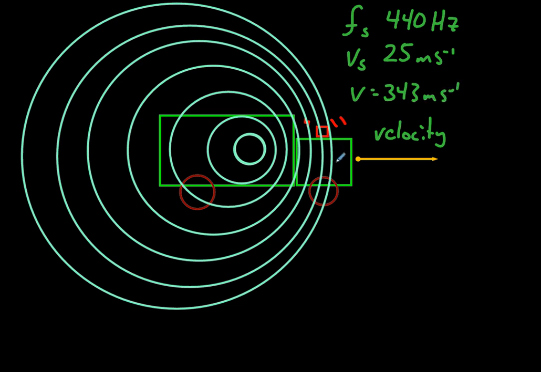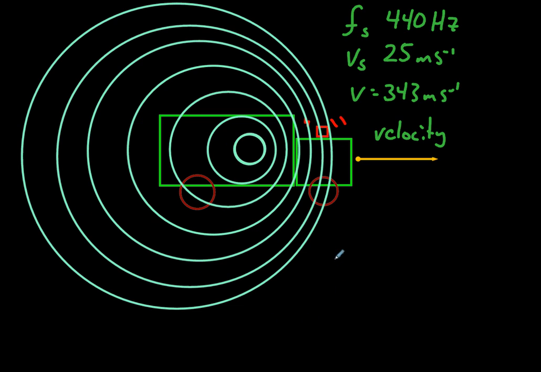So let's think about what's happening here, okay? In between each of these wave fronts, the ambulance has moved, at 25 meters per second, some distance forward based on the amount of time between each of these emitted frequencies. So we could actually calculate this. We could figure out how much the wavelength is shortened by in front of the ambulance. Okay, so let's figure out how to do that.